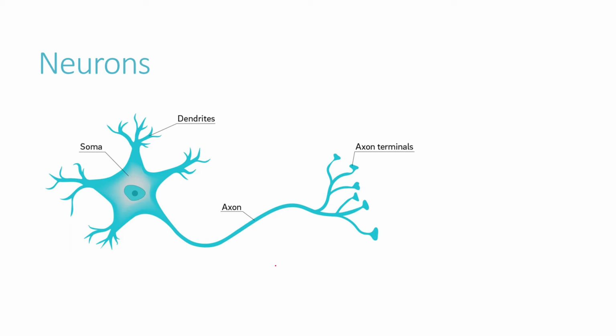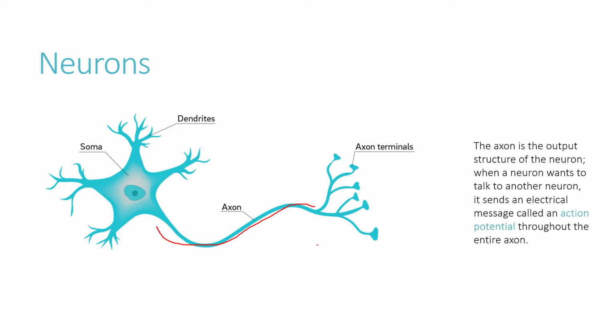An axon, which is located here, is a long thin process that carries impulses away from the cell body to another neuron or tissue. There is usually only one axon per neuron. So the axon, I must say, is the output structure of the neuron. When a neuron wants to talk to another neuron, it sends an electrical message called an action potential, which I'm going to explain later, throughout the entire axon.